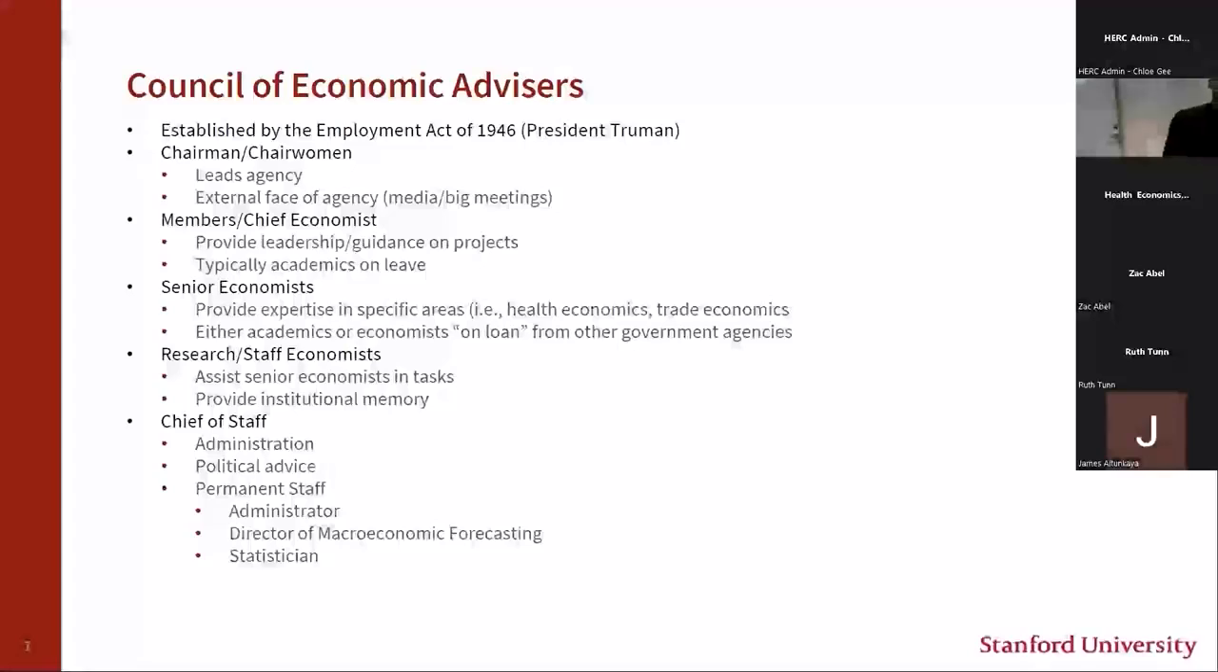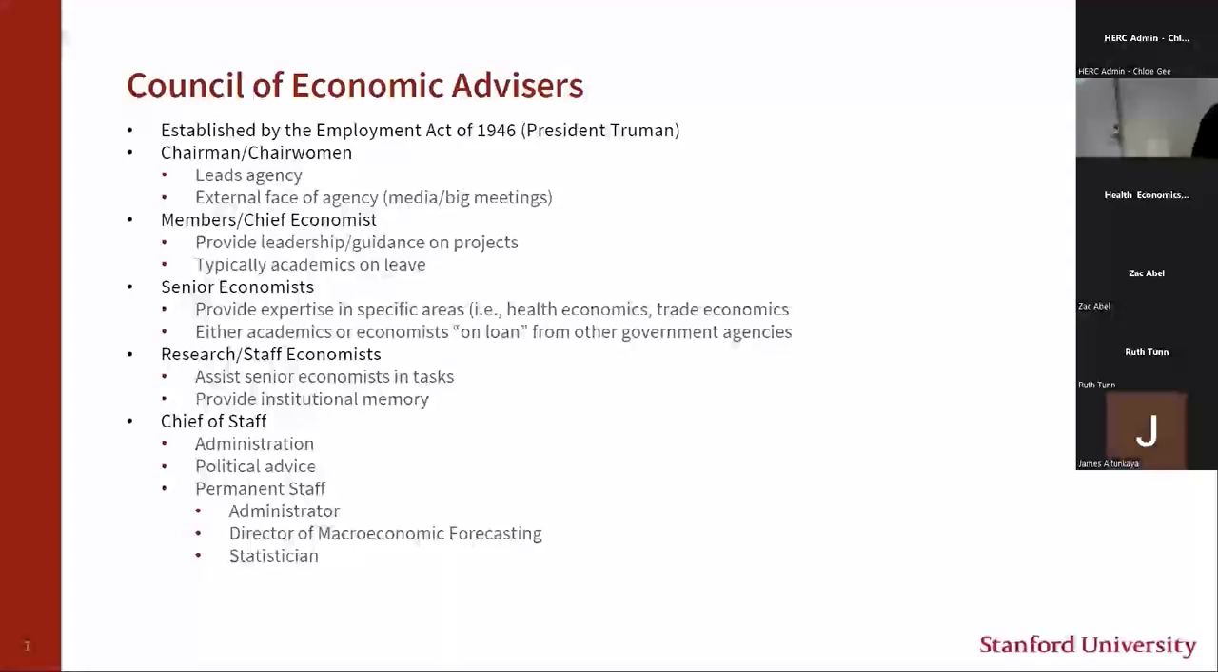And then under the chairman are two members, usually chief economists, and they provide leadership and guidance. They're almost always academics on leave. Under the members are the senior economists, so that's what I was, and we provide expertise in our specific areas. I was the health economist when I was there. There's a person who did trade, a person who did the military, a person who did agriculture economics, a person who did antitrust, and a person who came from the Fed to help with monetary policy. All the senior economists are experts in individual areas. Usually they're academics or economists from other government agencies.